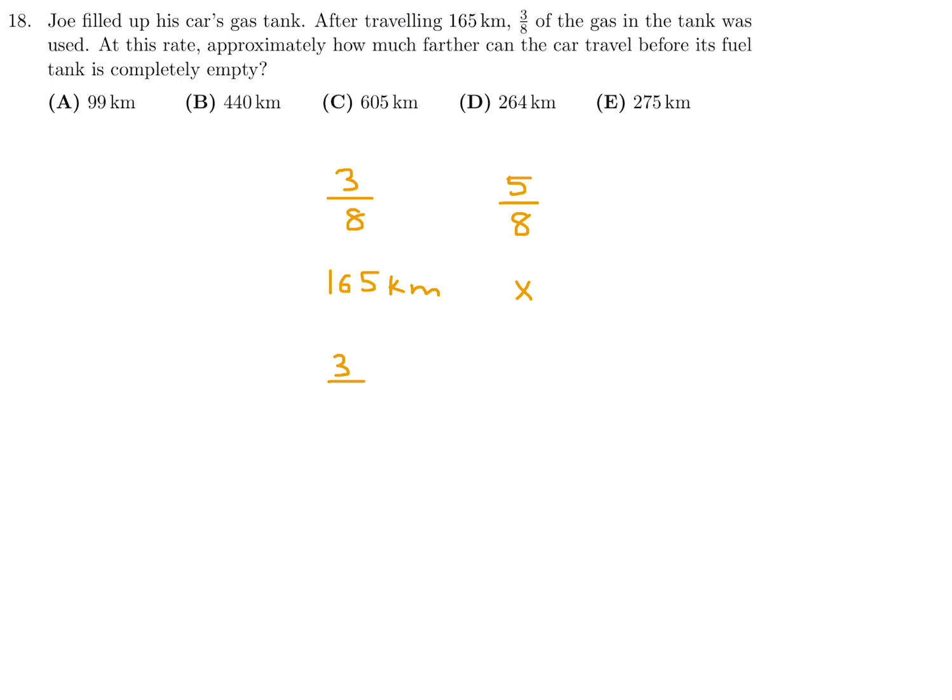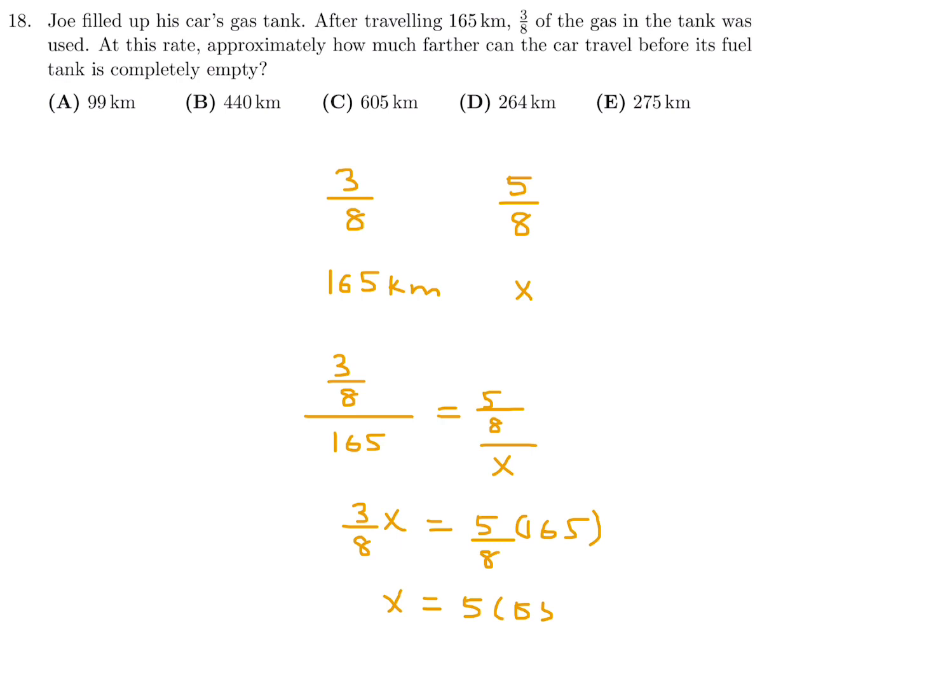Well, 3/8 over 165 is the same as 5/8 over X. So cross multiply, we get 3/8 times X is equal to 5/8 times 165. The 8's cancel, so I get X is equal to 165 divided by 3 is 55. So it'll be 5 times 55. And that is 275. So number 18, the answer is E.